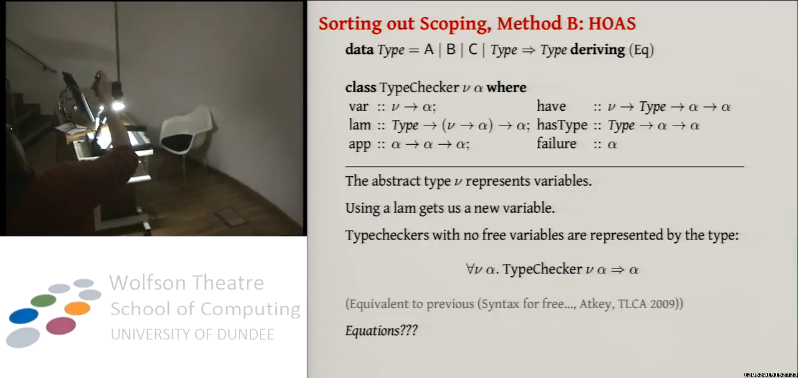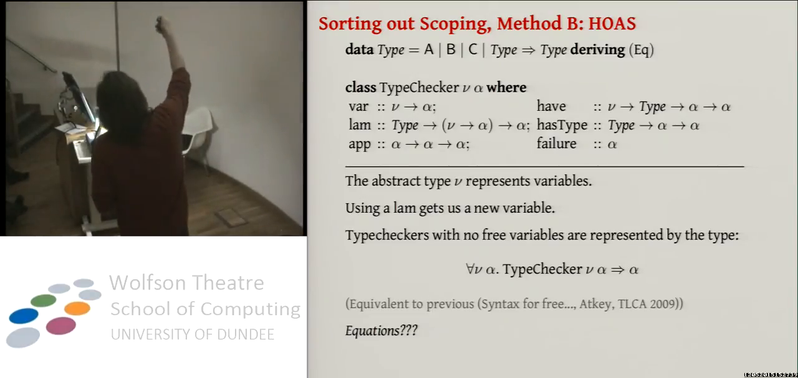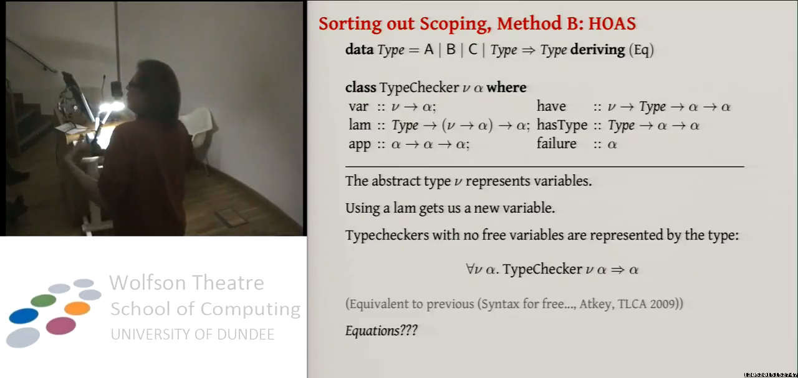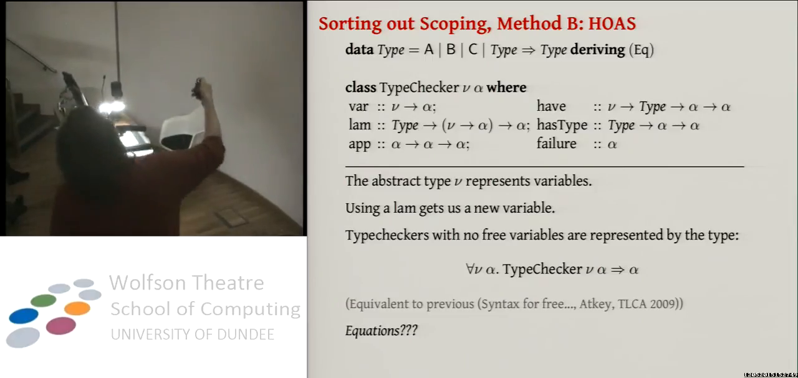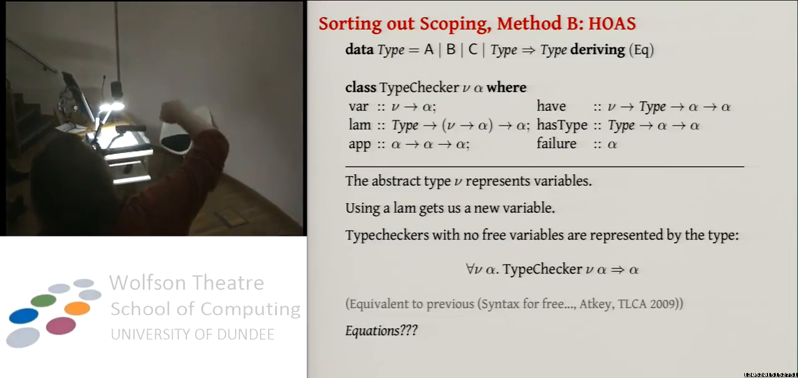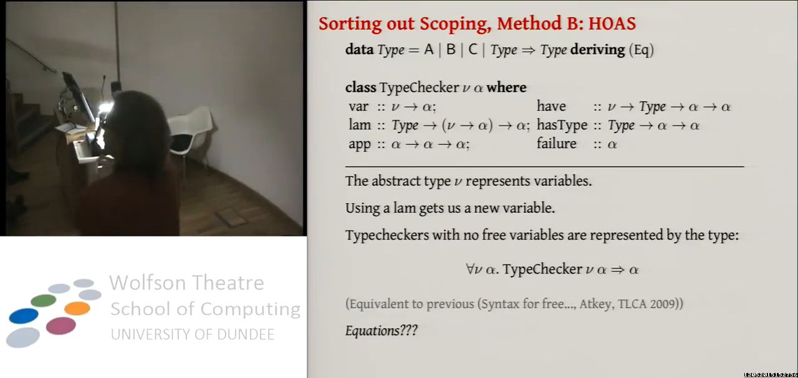So here, we have the type checker class with 2 type variables. One is nu, which stands for variable, because it looks like a V, and alpha, which is the type checker itself. And we're using this to stand in for variables themselves. So the var takes a variable to a type checker, lam gives you a new one here, so this sort of appears in a negative place, so it gives you a new variable to play with. And the have one takes variables as well, and it turns out if you quantify over all nu here, then you get the right scoping rules.